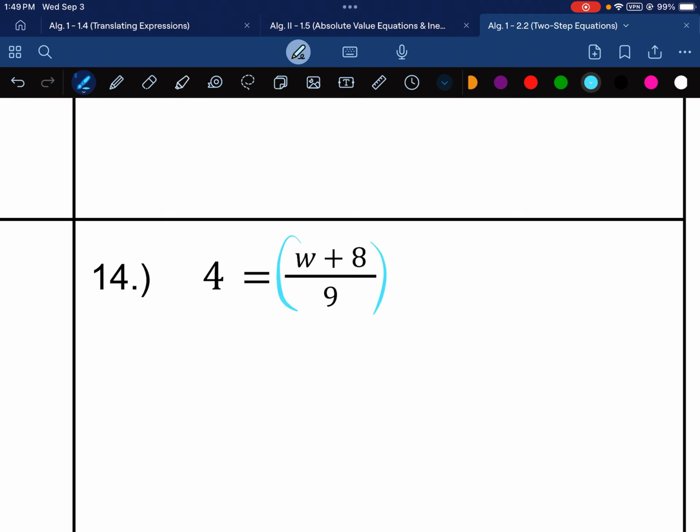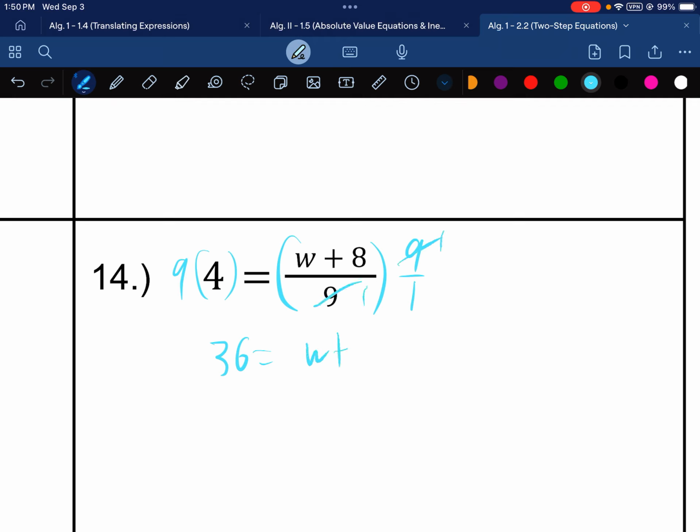14. The plus 8 is part of the fraction, so we can't undo it yet. Instead, we have to undo the fraction by multiplying by, not the reciprocal, but the denominator over 1, 9 over 1. If there was like 8 over 9 times w, then you do the reciprocal. But here, when there's 8 adding, we don't do the reciprocal. We just do the denominator over 1.